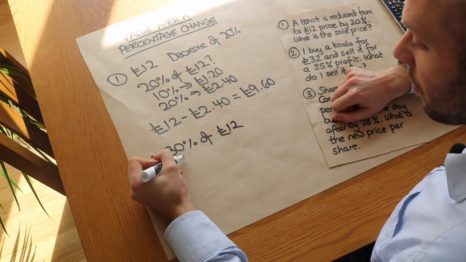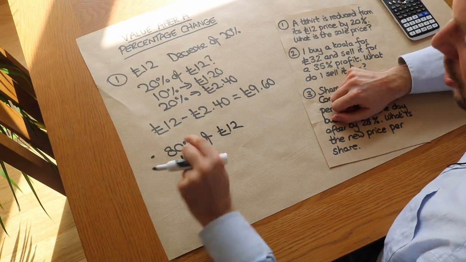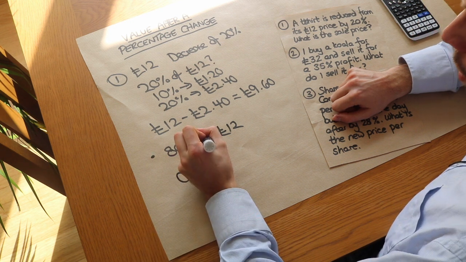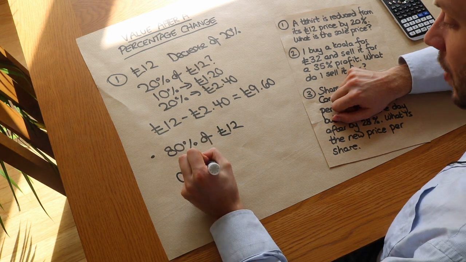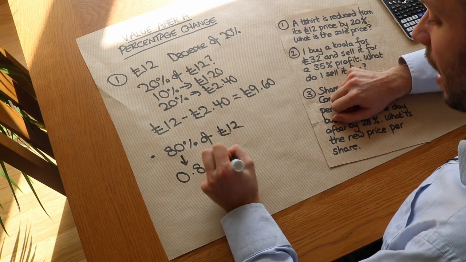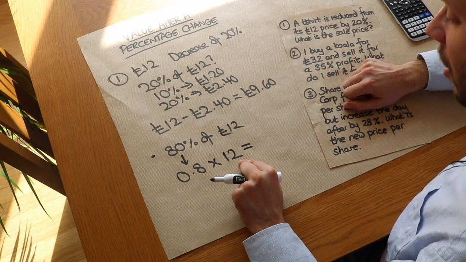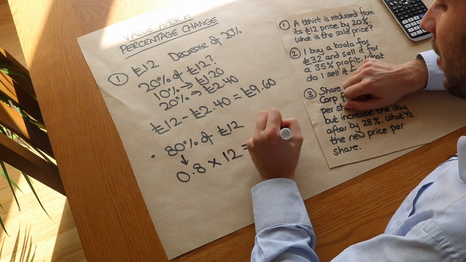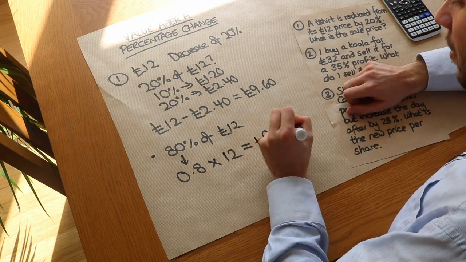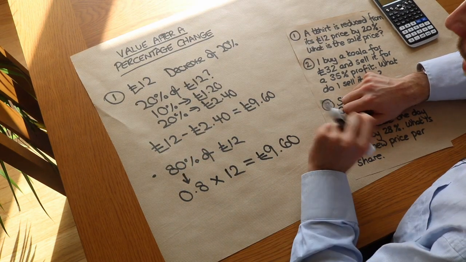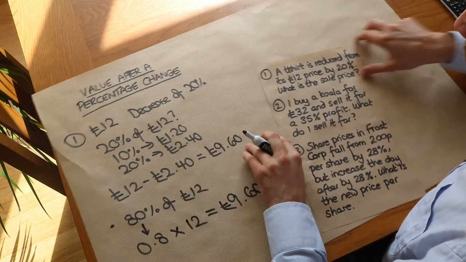Now, if we use decimal multipliers, we turn the percentage into a decimal, and 80% is 0.8. We turn the "of" into times, just like if we were finding a fractional amount, and we just have the 12 there. And if we do 0.8 times 12, we get 9.6. So it would be £9.60 again. I find this method much easier because you can get the answer directly. What about the second one?